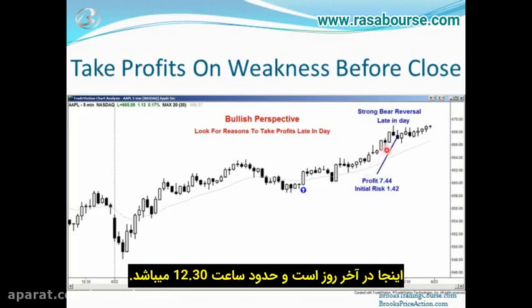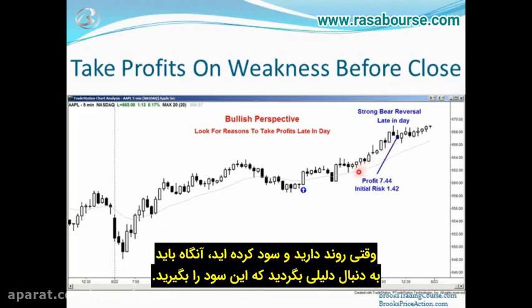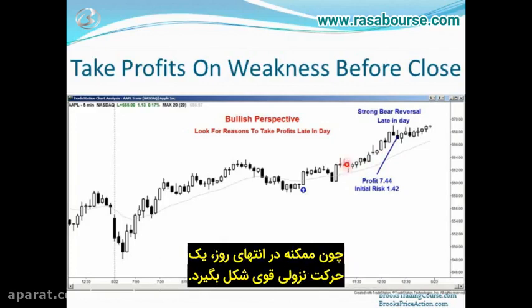Late in the day, okay, we're at around 12:30 or so, when you have a big open profit on a trend day, you should be looking for reasons to take your profit, just in case there's a sharp sell-off in the final bars of the day.